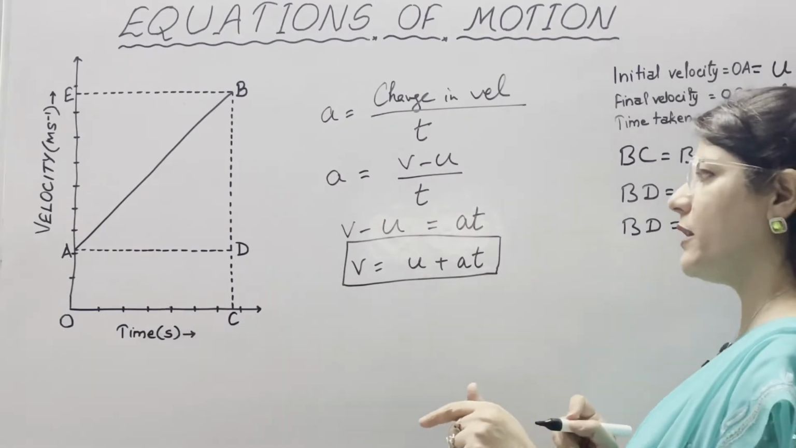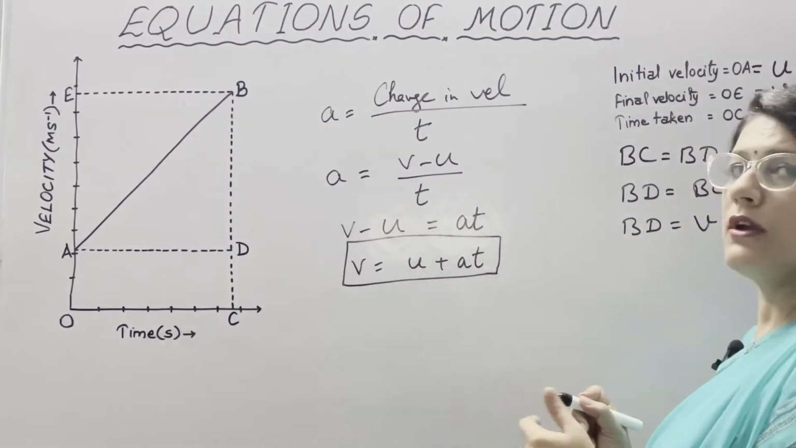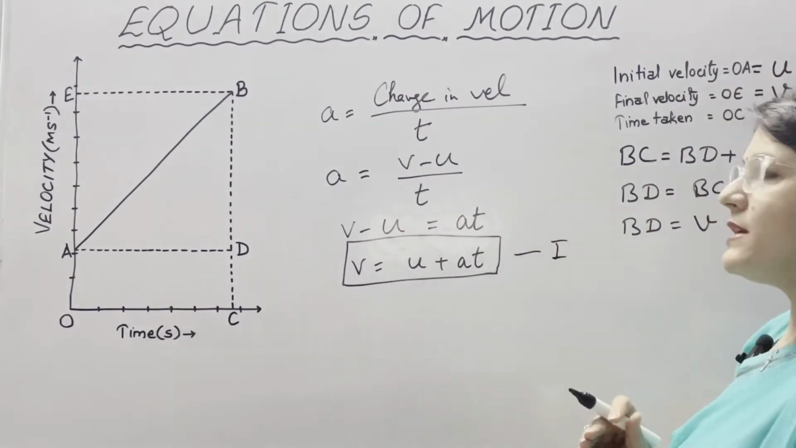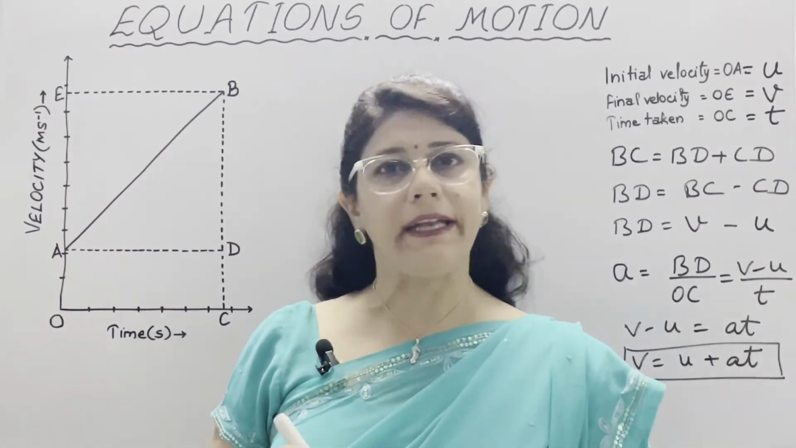Whenever distance is not given and not asked in the question, we will use this simple equation, which is v is equal to u plus at. This is the first equation of this set of equations. The second equation describes the relation between position and time.